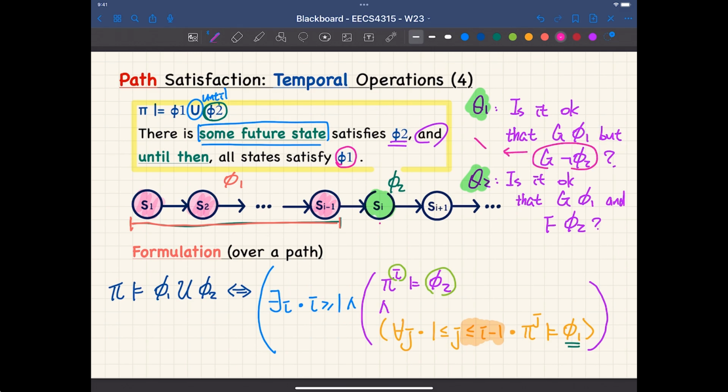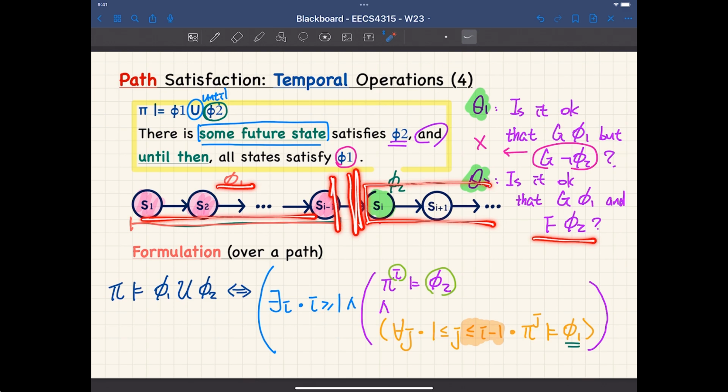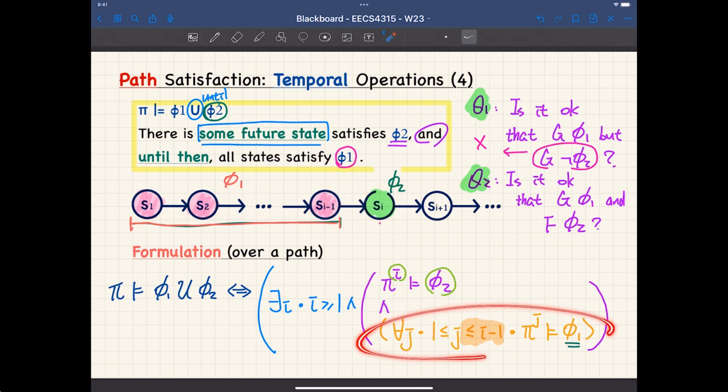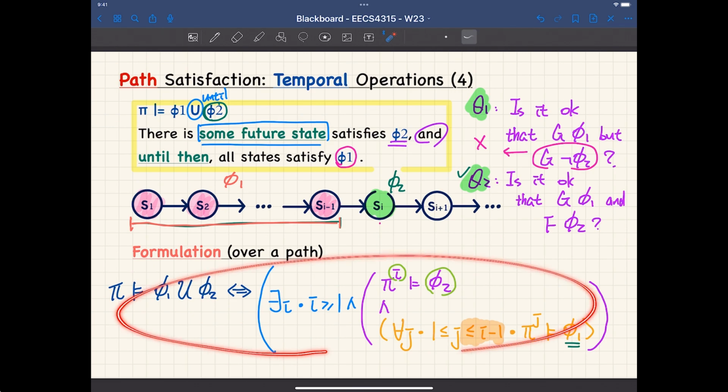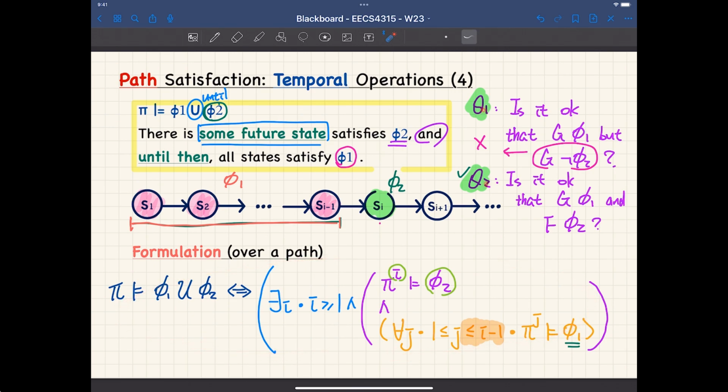However, this one here is actually okay, because this one tells you that, yes, at some future point, indeed, phi 2 is going to be satisfied. More than that, not only is phi 1 going to be satisfied until this point, it's also going to be satisfied all the way onwards. Nothing is going to violate this one here. It's still going to be fine. So guys, I would suggest before we do some concrete example on Thursday, think about this formulation over here and think about the answer to these two questions. I think that will help a bit.